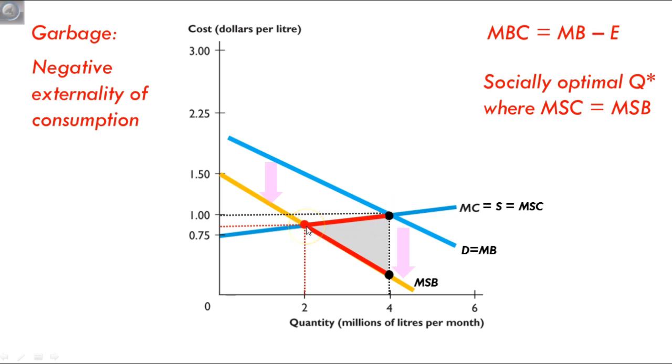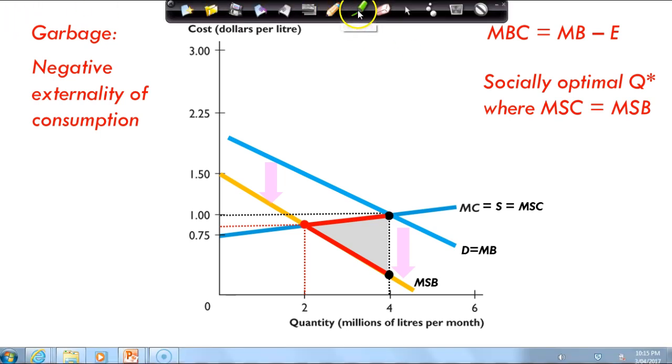Now, from the perspective of the market as a whole, this is irrational for the society, because the cost to the society of the last unit produced and consumed is greater than the benefit to the society of the last unit produced and consumed. So this area here we call a loss of economic welfare, or what we call a deadweight loss. Let me just write that in with this pen.